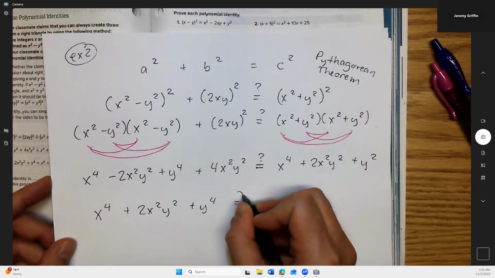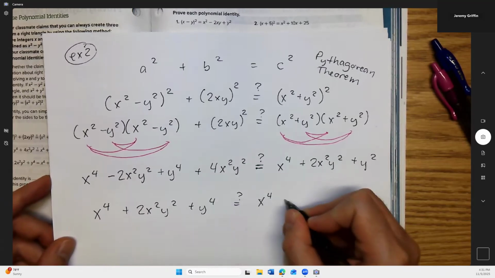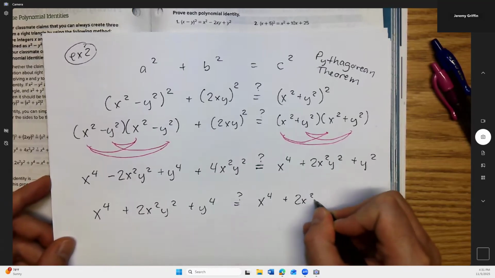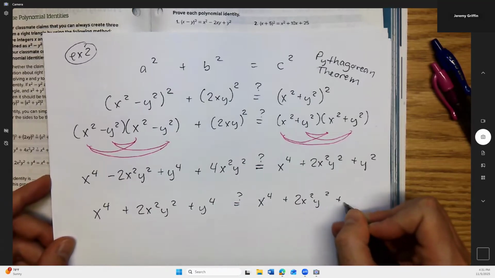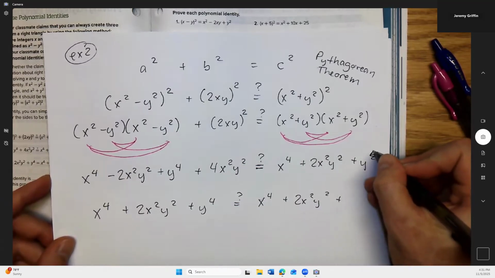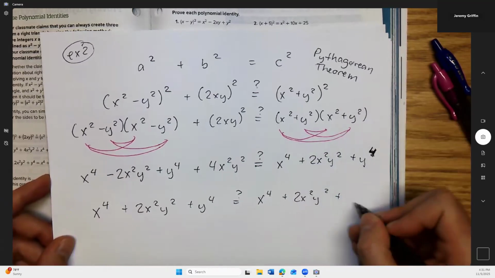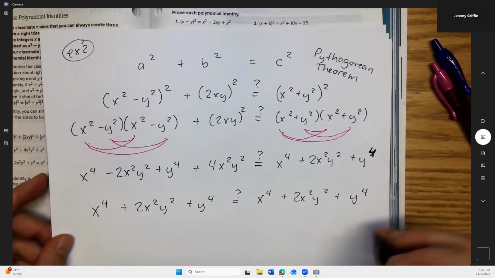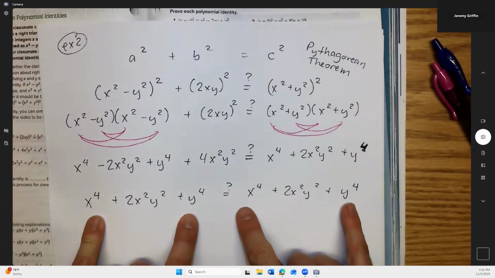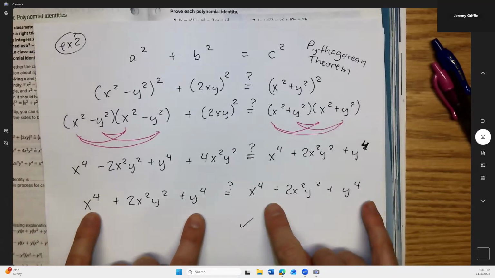Right? Is that equal to x to the 4 plus 2x squared y squared plus, oh, oops, so this was y to the 4, I meant to say. Oops, I'm going to go amend that. Because it was y squared, that would give you y to the 4. And that's y to the 4 right here. And yeah, the left side matches the right side. Bing. So that is in fact an identity.